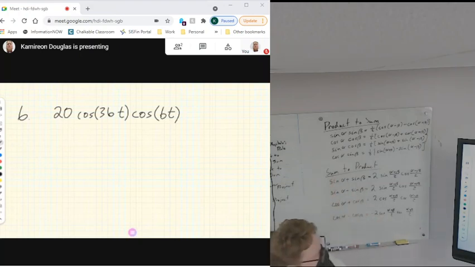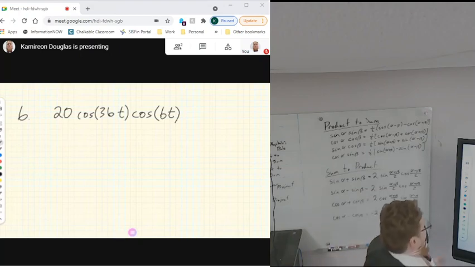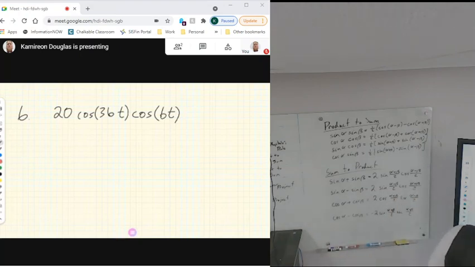The problem states we have the following function. It is a product because we have 2 trig functions being multiplied together. And the instruction states, rewrite this product as a sum or difference.